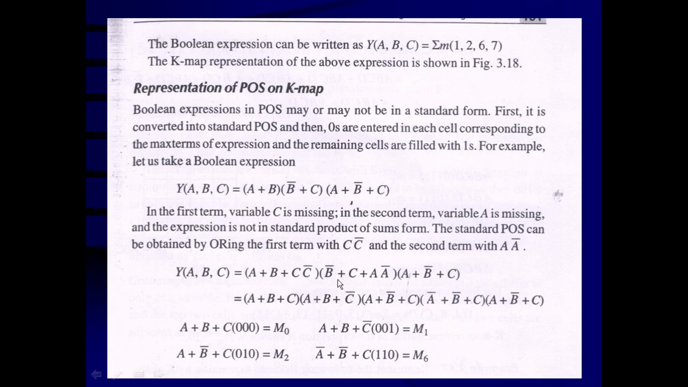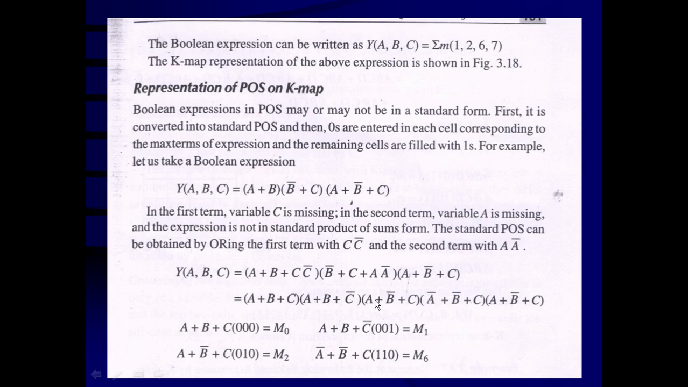Similarly, the second fundamental sum is going to be ORed with the missing variable A, so A A bar. So B bar plus C plus A A bar, and the third is already a standard form, A plus B bar plus C. Using the distributive law, we can write A plus B plus C and A plus B plus C bar. For the first bracket, 2 terms are generated. For the second bracket, another 2 terms are generated, A plus B bar plus C and A bar plus B bar plus C. And the third bracket will be as it is, A plus B bar plus C.